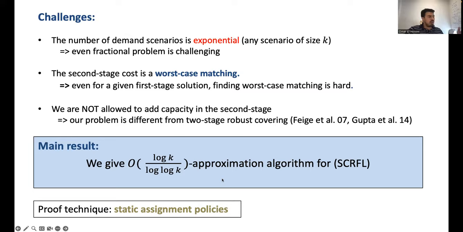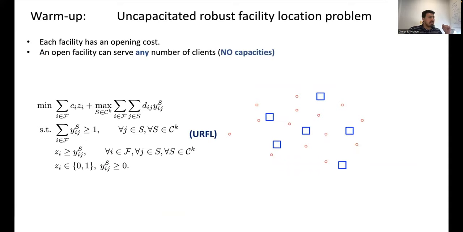Okay. To warm up, let's start with the uncapacitated robust facility location problem. This is just a warm up. The main difference between the capacitated setting and the uncapacitated setting is in the first stage cost. In the uncapacitated setting, I have c_i, the cost per facility. This is a fixed cost. Once I open the facility, and z_i is just a binary variable, I can serve any number of clients from that facility. This is the main difference: there is no capacity. You can serve any number of clients, and you only need to pay this fixed cost.